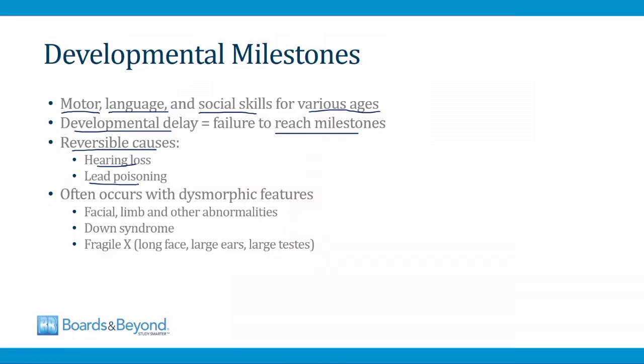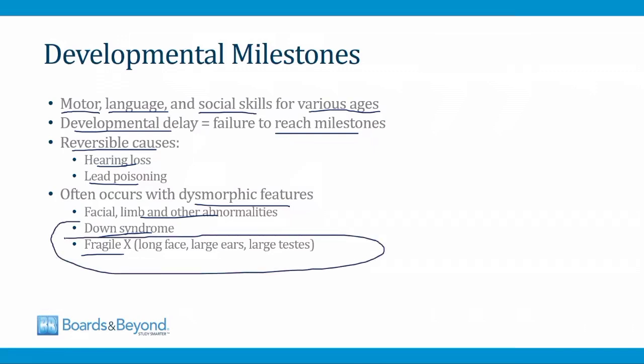The developmental delay occurs together with dysmorphic features, meaning that the face, limb, or other parts of the body are abnormal. So for example, children with Down syndrome can have developmental delay. Children with Fragile X syndrome can also have developmental delay. This is part of the larger genetic disorder that these children have.